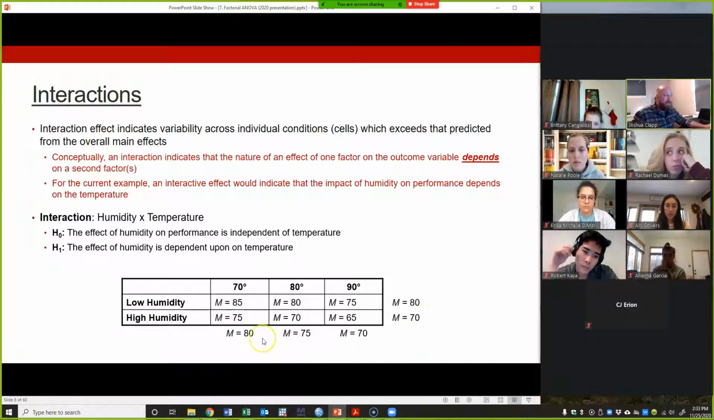Then we have an impact of temperature, where we're seeing linearly decreases in performance as the temperature starts to increase, right? But if we look for an interaction in this, there doesn't look like there's much going on, right? So at low humidity, we're seeing a 5-point reduction as the temperature increases. At high humidity, we're seeing a 5-point reduction in performance as temperature increases. At each temperature across low and high levels of humidity, we're seeing the same 10-point decrease, right?